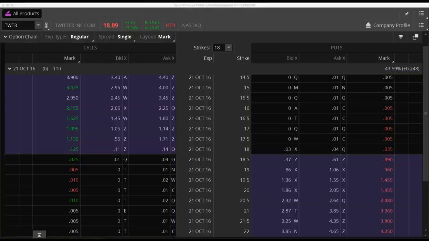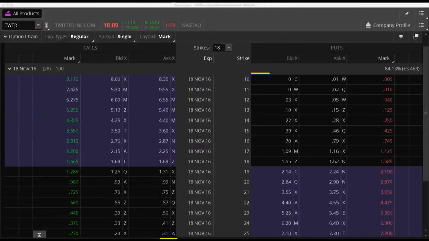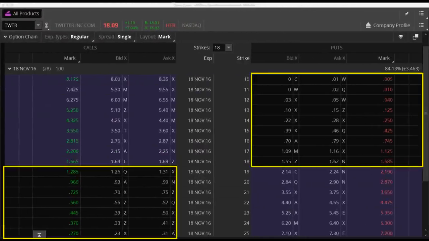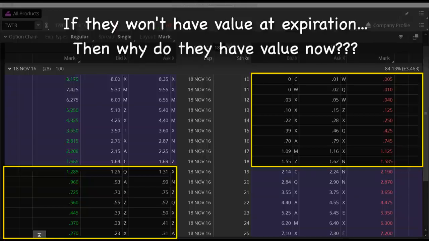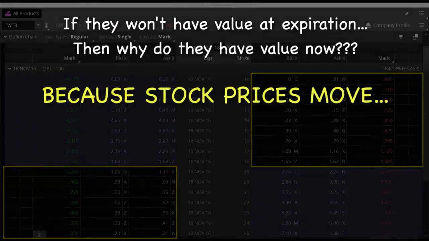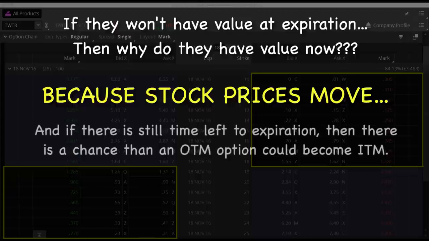Now let's look at the options that still have time left until they expire. We're going to look at the options with 28 days to expiration. You can see that the out of the money options with 28 days to expiration have value. But if they won't have value at the expiration, then why do they have value now? The answer is because stock prices move, and if there is still time left until expiration, then there is still a chance that the out of the money option could become in the money.